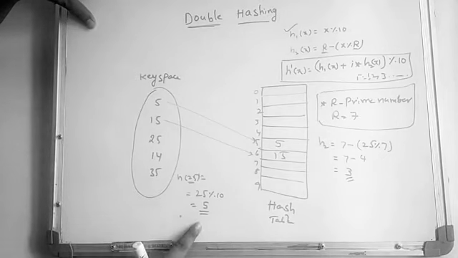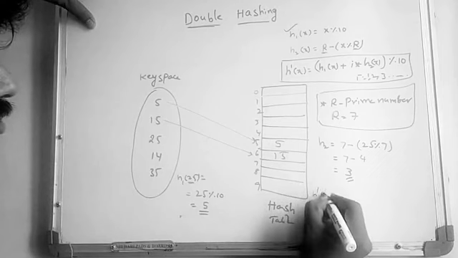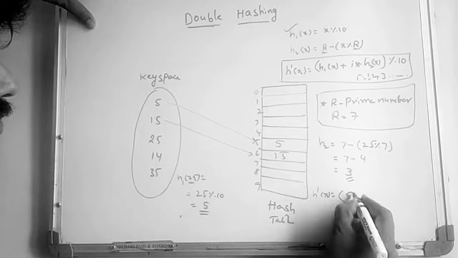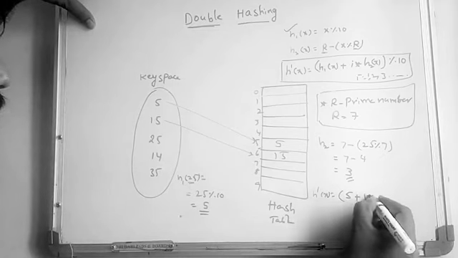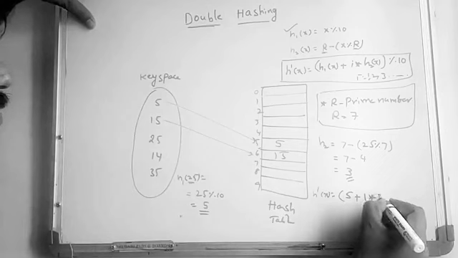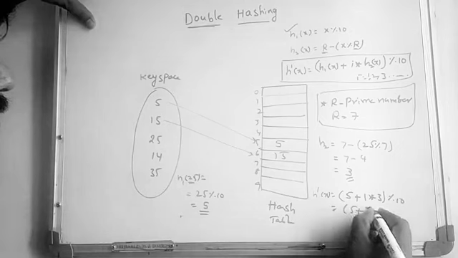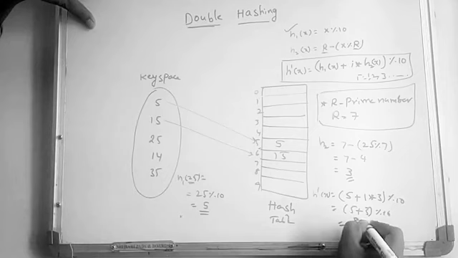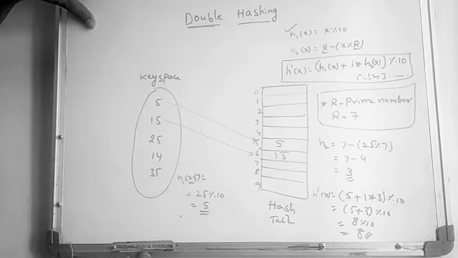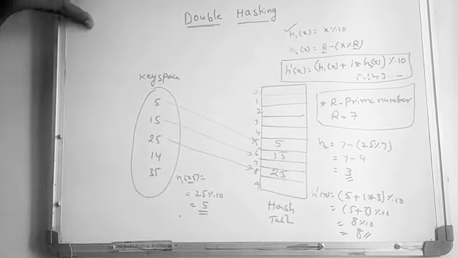So h1 value we find out, h2 value we find out. Then substitute into the final h dash of x. h1 value is 5, plus i value, which starts from 1, into h2 value 3, mod 10. What is the value? 5 plus 3 mod 10, which is 8 mod 10. The remainder is 8. So if the index 8 is empty, then place the 25 value in that location.